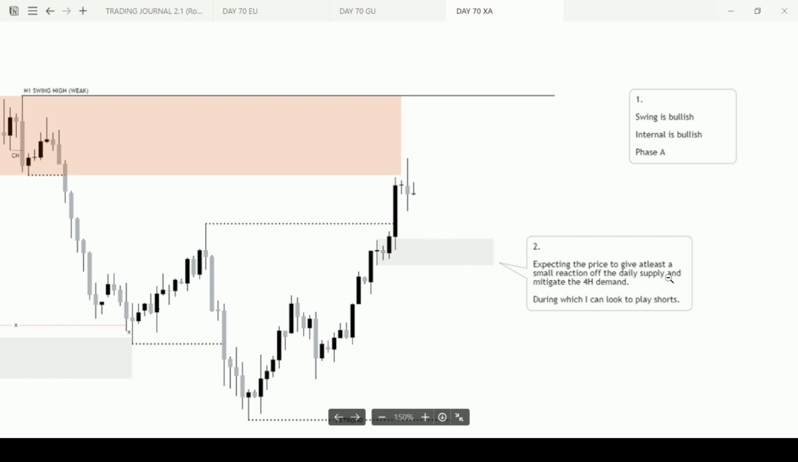Expecting the price to give at least a small reaction of this daily supply and mitigate the 4-hour demand, during which I can play the shorts. Thing is, I'm not looking to play these longs. I'm looking to play the shorts, expecting the price to come down to this demand. If the price mitigates this demand, my risk to reward will be very low. If the price decides to mitigate this demand, my risk to reward will be a bit high. That's it.